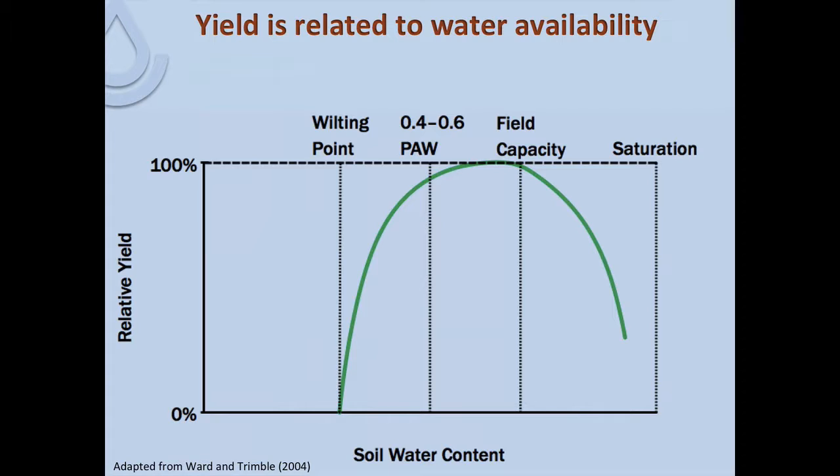And then as we move to the left, away from field capacity on the dry end, again we start to lose some yield, in this case now because of lack of water availability.